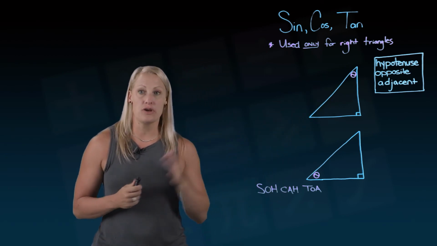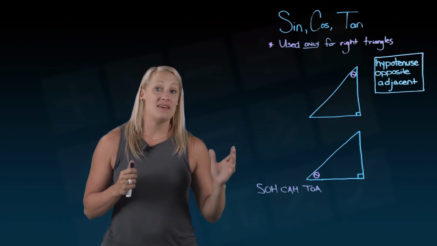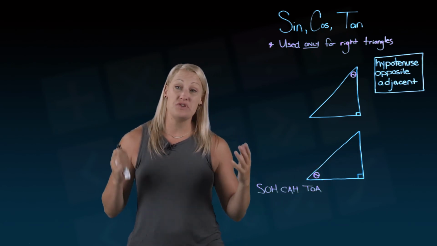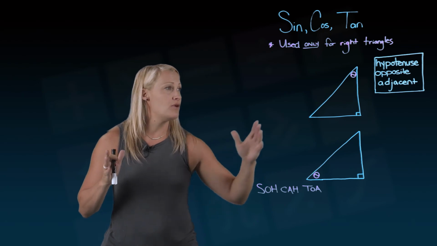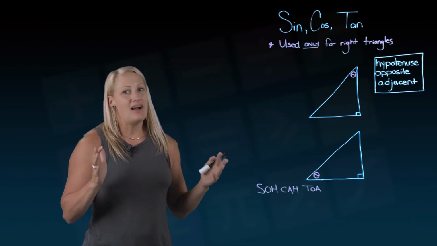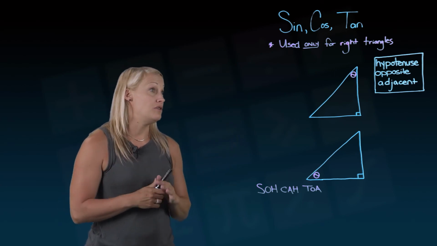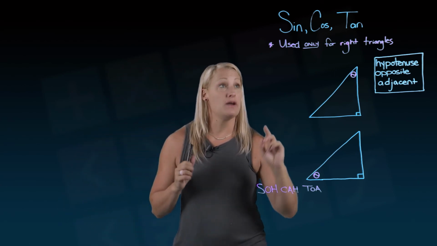I want to take a few minutes to talk about finding an unknown angle using trigonometric ratios. And if you're interested in finding an unknown side, we do have a video for that, so feel free to take a look at it. But in this one, we're going to focus on finding an unknown angle. But before we do that, let's talk a little bit about what we're going to use to do that. So we're going to use trig ratios.